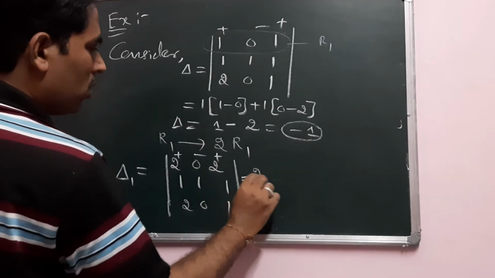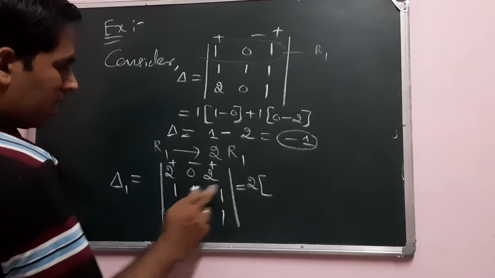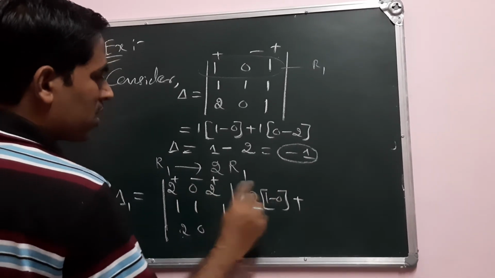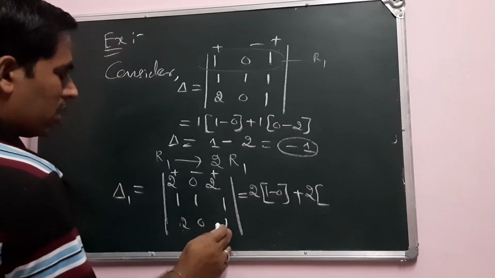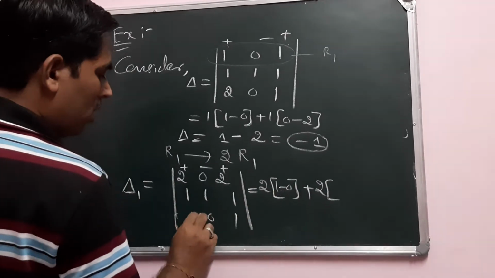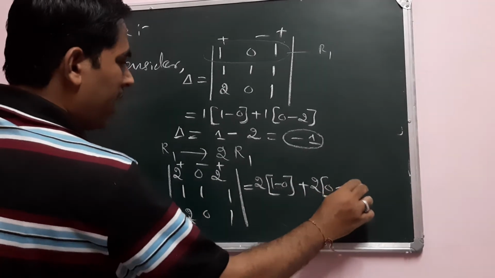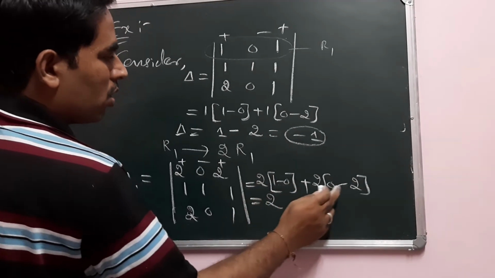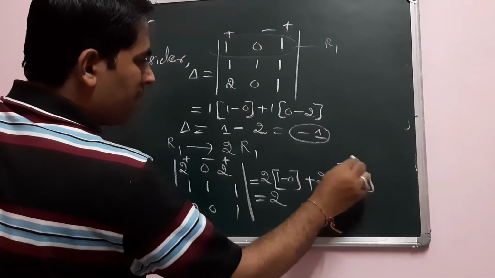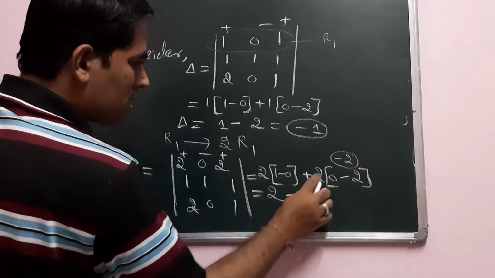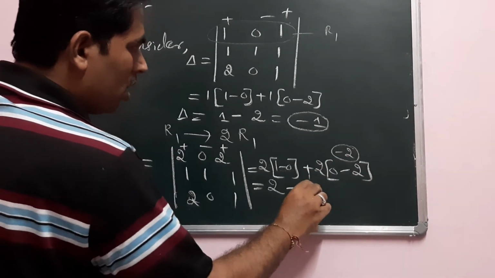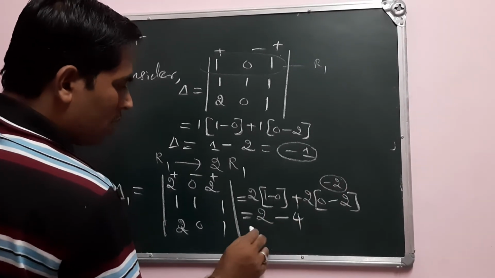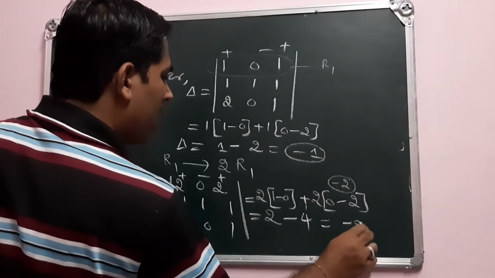So I expand: 2 into, leaving this column and this row, 1 minus 0. Then you will leave this. So plus 2 into, leaving this column and this row, 1 into 0 minus 2. So 1 minus 0 is 1, and 1 into 2 is 2. 0 minus 2 is minus 2. So plus 2 into minus 2; 2 twos are 4, so 2 into minus 2 is minus 4. So 2 minus 4, the answer is minus 2.